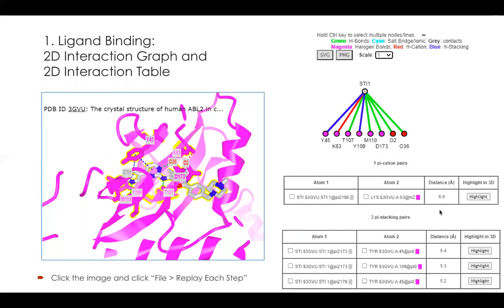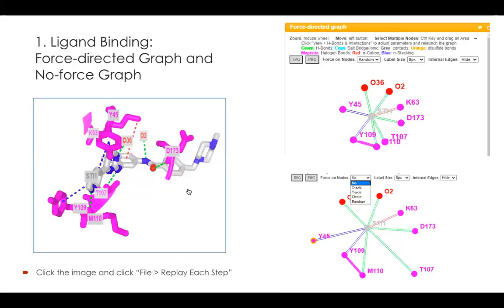And this 2D interaction table shows all the details about the residue and the distance. And you can highlight the pair or highlight each of the residue. Next, I'm going to show just the interacting residues. Now you can easily see the pi cation interaction between the lysine 45 and aromatic ring here.